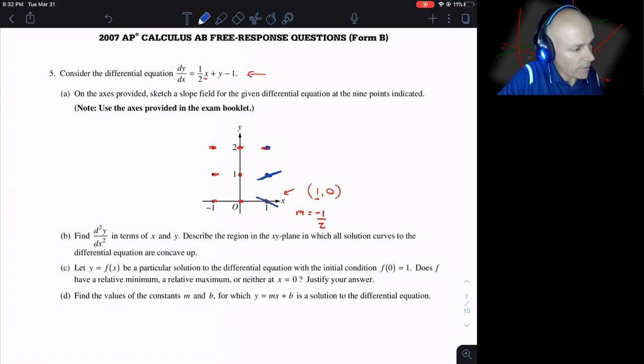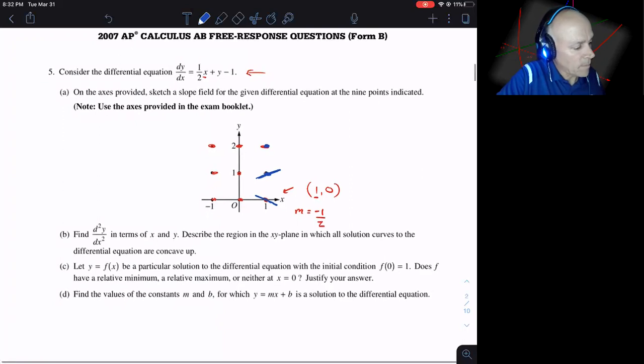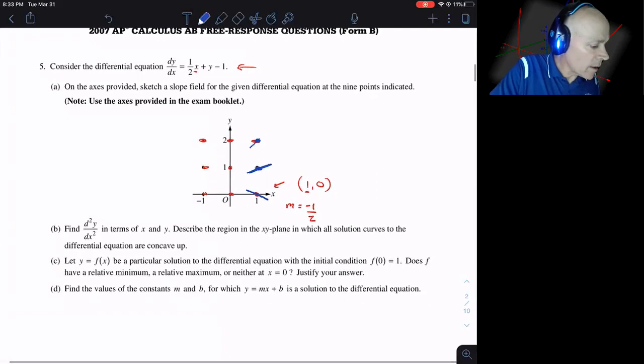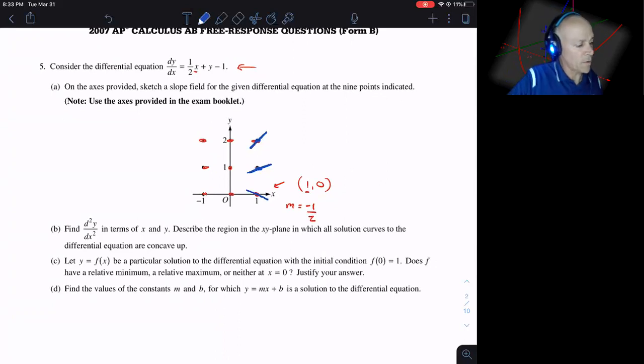Go to the one right above it. That has coordinates of 1, 2. If I plug that in, that's going to be 1/2 plus 2 minus 1. So that's going to be 1/2 plus 1, or 3/2. So that is going to really be a steeper slope line like that, with a slope of 3/2 or 1 1/2.